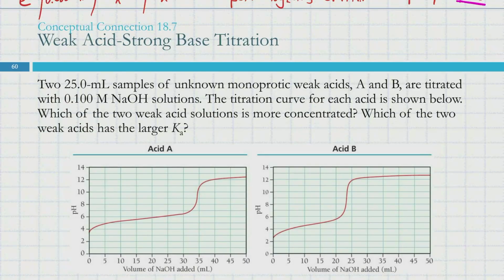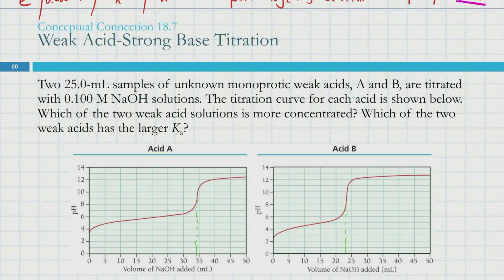All right, which of the two solutions is more concentrated? It's A? I thought it was B too. Why did we think it was B? Because you need more NaOH to reach the equivalence point. So our equivalence point in A, right, is somewhere like there. And in B, it's like there. So for A, it's almost 35 milliliters, whereas for B, it's under 25 milliliters.